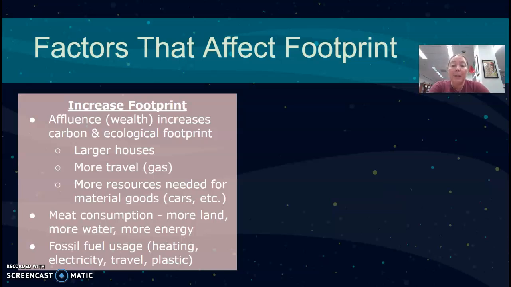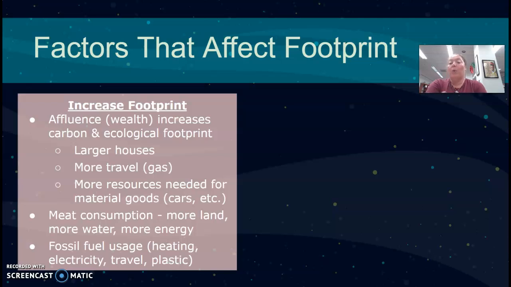The things that increase your footprint: the affluence of the country that you live in is going to drastically impact your footprint. The average income of your country is going to drastically impact that because you're more likely to have larger houses, which means you need more resources to build and fuel those houses. You probably live further away from an urban center or from services that you need, so you're going to have more travel, which increases your carbon footprint. You're going to need more resources for material goods. You need cars, that kind of thing.